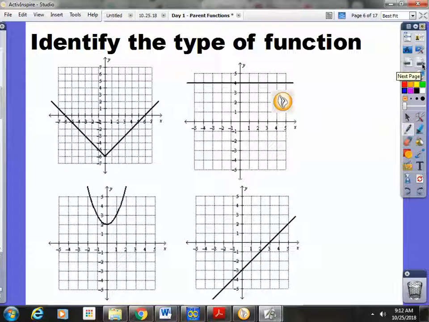This first graph, top left, what type of function is that? Absolute value, just write it next to it. The parent function is representing an absolute value function. What about this one next to it, this horizontal line? Constant.